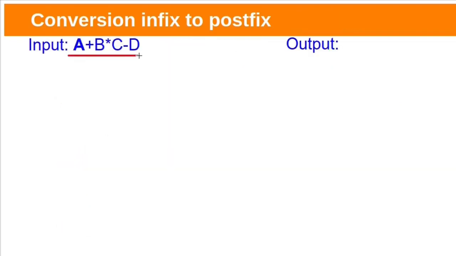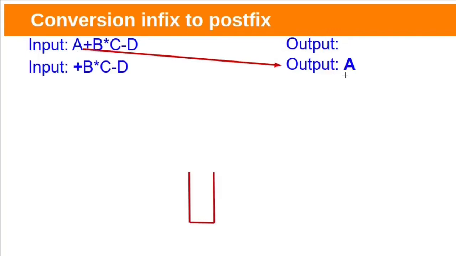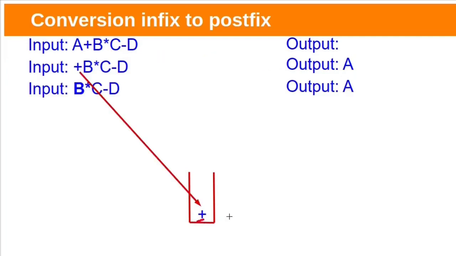This is our input. Here the first token is A, which is an operand, so add it directly to the output. After adding A to our output, now this is our input. Now the next token is an operator. We need to check if there is any higher precedence operator on top of the stack. Here the stack is empty, so add the plus operator to the stack. This plus operator is pushed onto the stack.